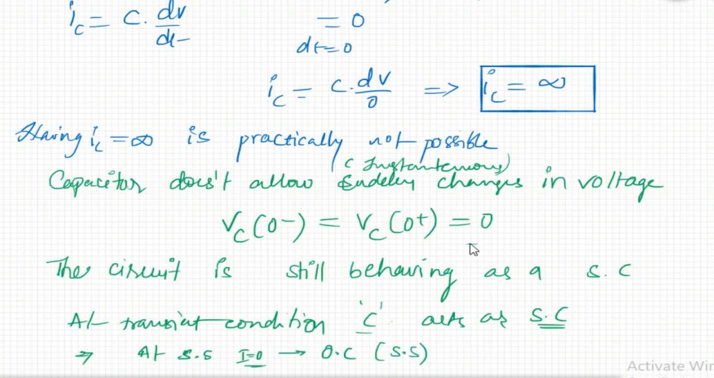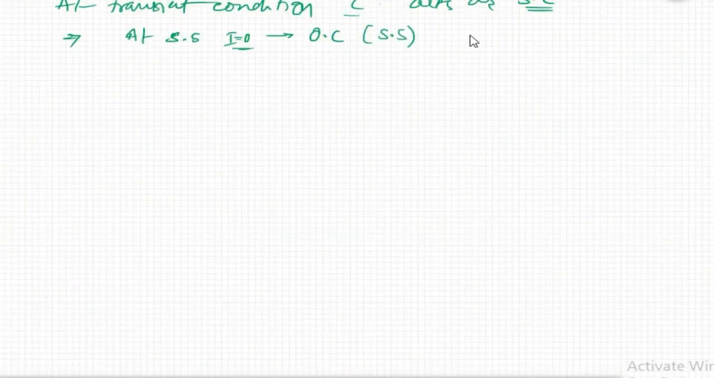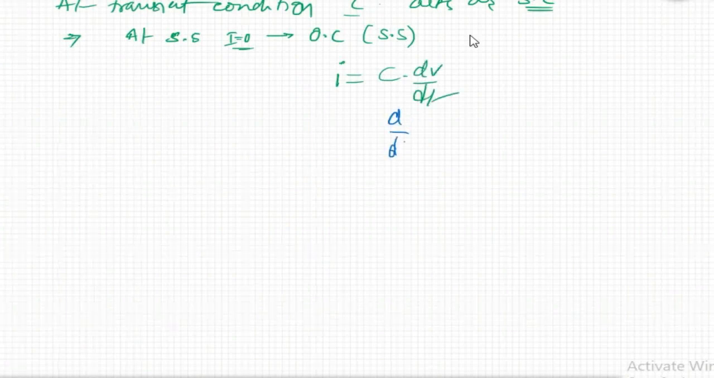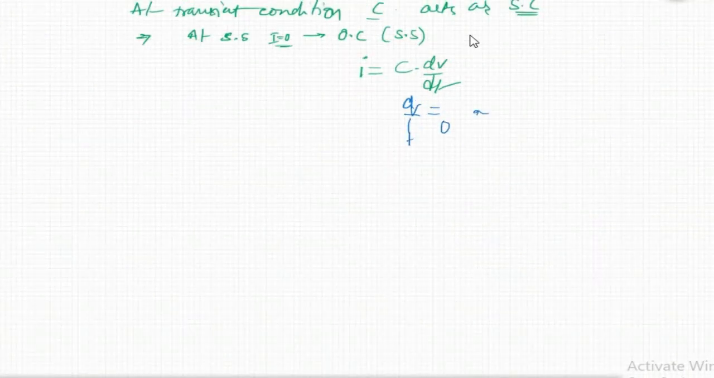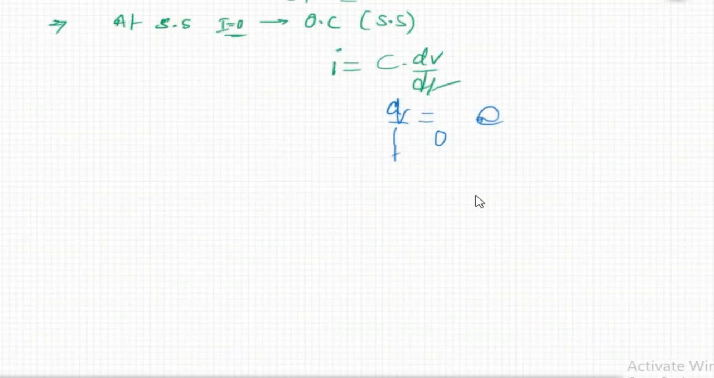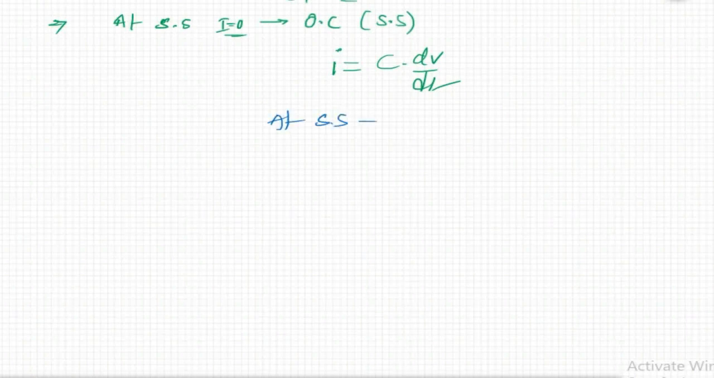Let me conclude this. I equals C times dV by dt, right? So at steady state this dV by dt will become 0. At steady state there is no change in voltage, right? So the dV by dt value will become 0, dV by dt should be equal to 0. So I will become 0. I equal to 0 means open circuit.